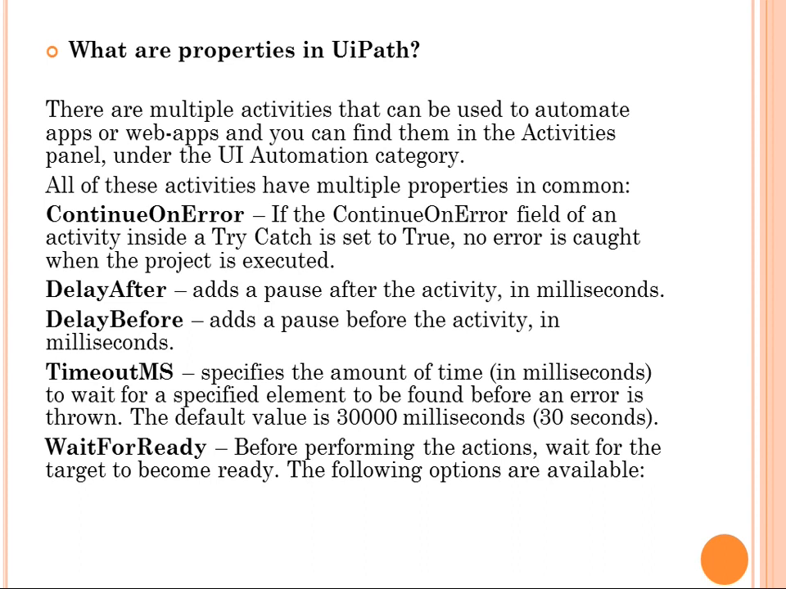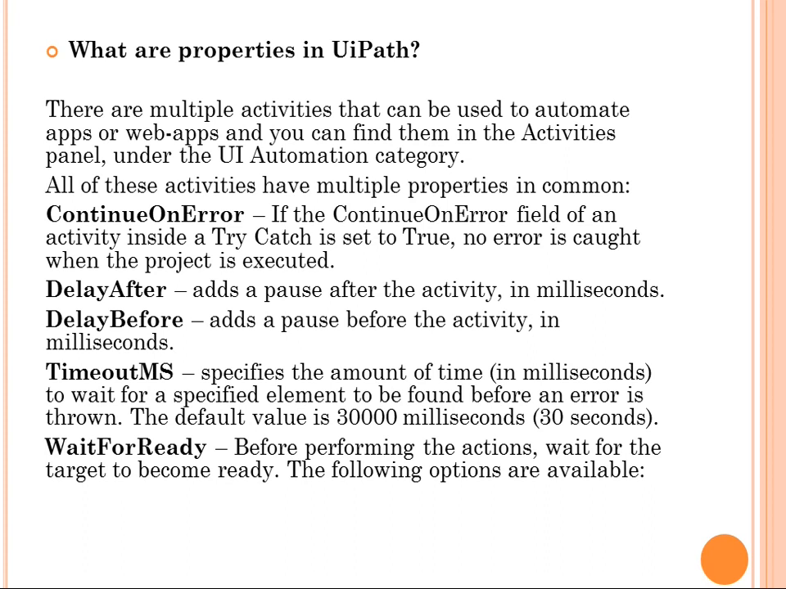Let's move towards the next question. What are the properties in UiPath? There are multiple activities that can be used to automate any process, whether on the web or a Windows app. Activities can be found in the activity panel, and there are multiple properties for those activities. These properties are not for every activity, but by using those properties we allow the robot to act as a human.